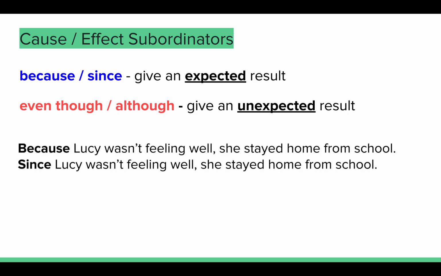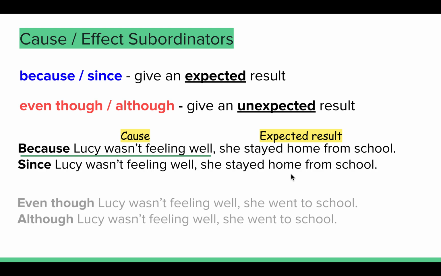Because Lucy wasn't feeling well, she stayed home from school. Is it logical that Lucy stayed home from school if she's not feeling well? Yeah, that makes sense, right? That's normal to do. So we can have both because or since in the same sentence, just like this, and it doesn't change the meaning. Notice that the dependent clause is the cause. So the clause that begins with because is going to be our cause. And then the other independent clause is going to be the expected result. And that's the same for since.